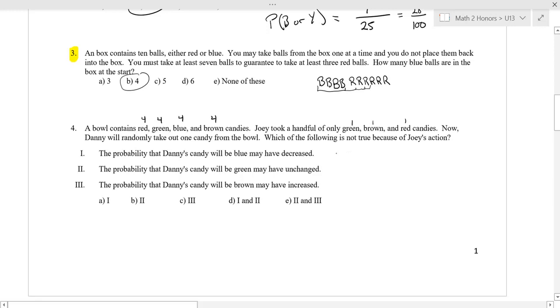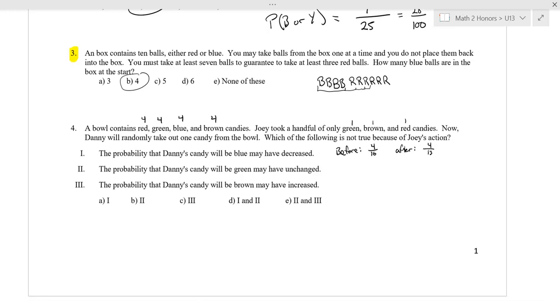Well, before this happens, the probability of Danny getting a blue would be 4 out of 16. But after this happens, there's still 4, but then the denominator goes down because you're taking away some of the green, some of the brown, some of the red. So in this case I said 1 of each and you go to 13, but they could have taken more, and the denominator would have gone down even more.